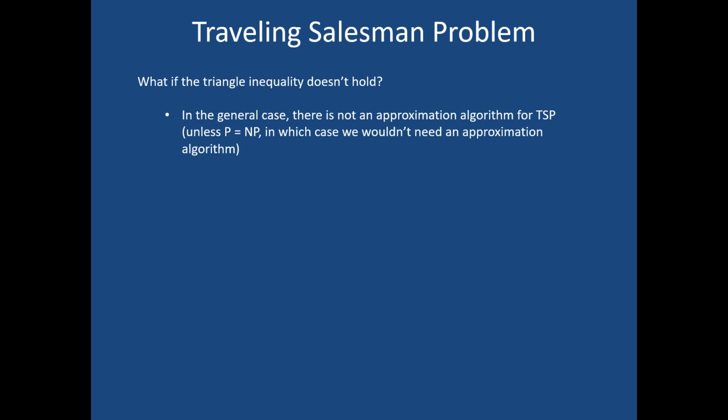Now, if the triangle inequality doesn't hold, you can prove that there is no approximation algorithm for the general case, unless P equals NP, in which case none of this matters. So what is the proof? It's an easy proof. How can you argue that there is no efficient way to come up with an approximate solution to the traveling salesman problem? To come within a factor of 10 or 100 or 1,000 or n or whatever.